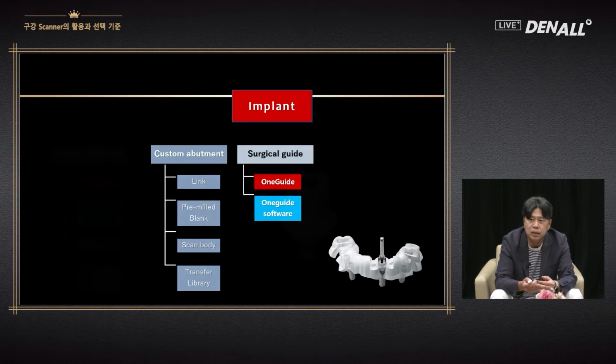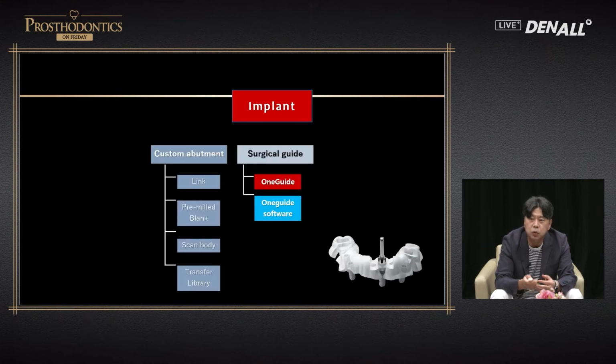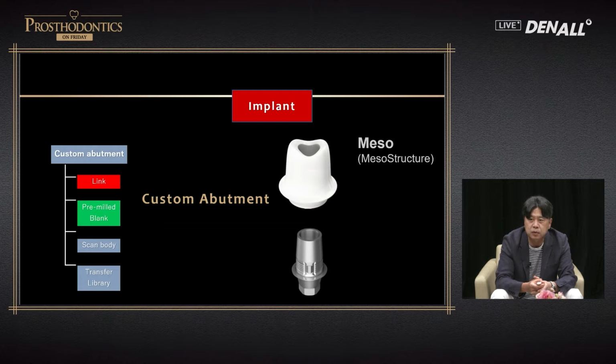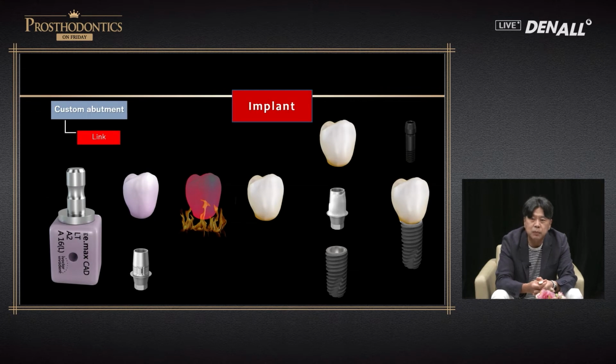Using the scanner, if you see the digitalized data, as you can see, these steps can be carried out one by one. Link abutment is used to create the custom abutment in the clinic. T-base is provided by Osstem. The top one, meso, is a zirconia block milled to create a custom abutment.